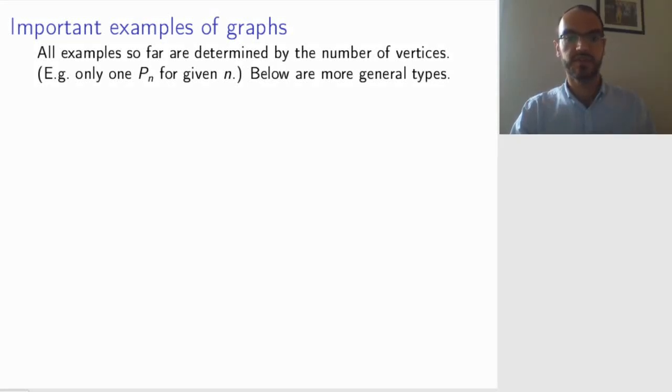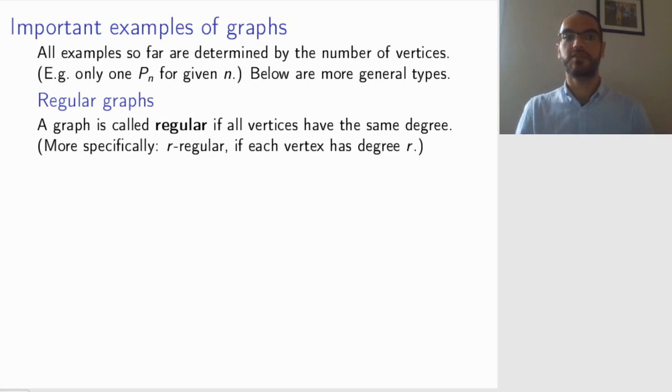So in the previous examples, all the graphs we looked at were determined by the number of vertices. So there's only one Pn for a given n, and so on. Now we are going to look at not such specific examples of graphs, but more general types of graphs.